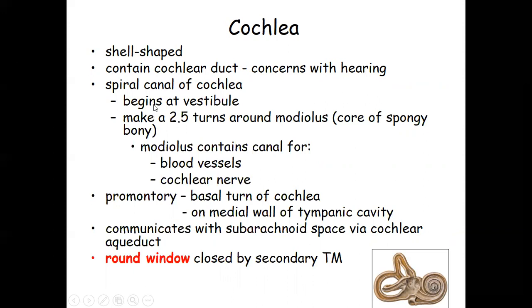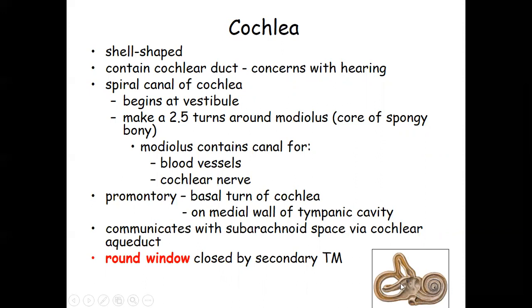The spiral canal of the cochlea, you can see here. It is in the form of a spiral canal of the cochlea. That's why the cochlea is a shell shape. The spiral canal of the cochlea begins at the vestibule. You can see here, this is the vestibule.